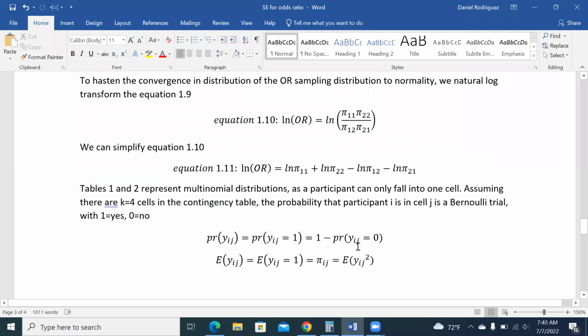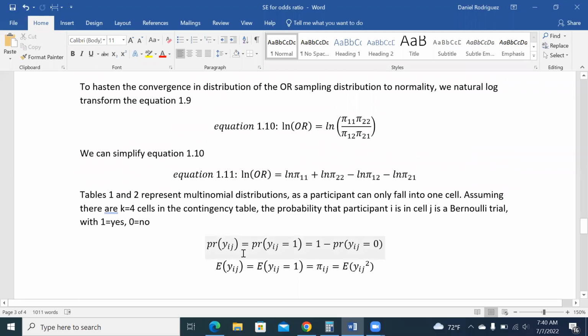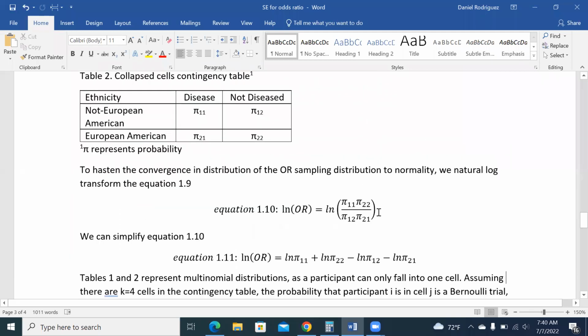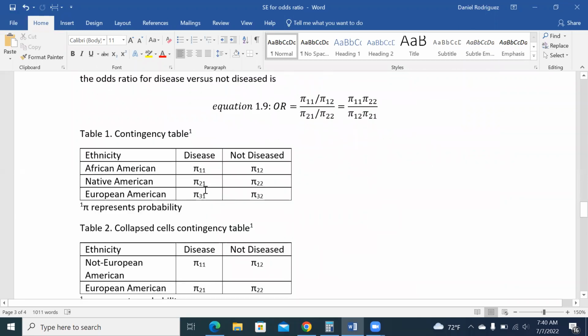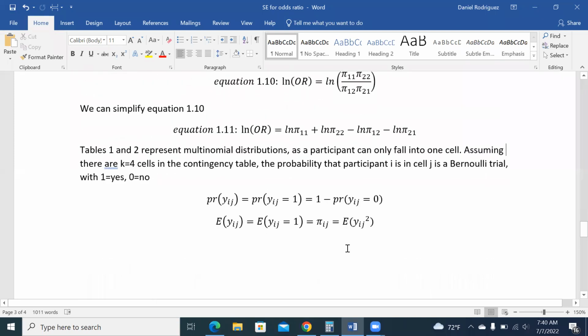But within each cell, for each individual, either you are in that cell or you're not in that cell. So that becomes a Bernoulli trial. I could say either one is African American and has the disease, or one is not African American and does not have the disease. In a Bernoulli trial, there are 2 outcomes, and you really look at success versus failure. If we're looking for somebody who's African American and has the disease, being in this cell would be a success and all other cells would be a failure. So that's a Bernoulli trial.